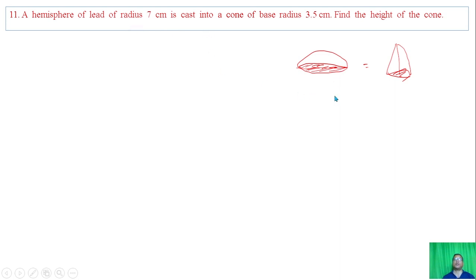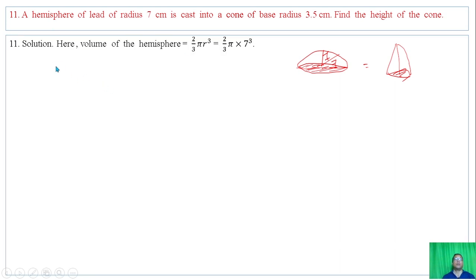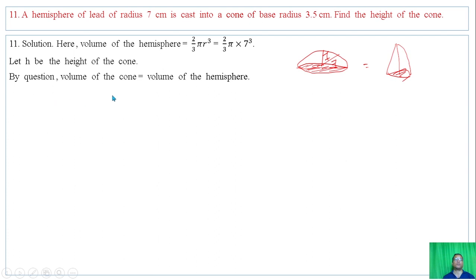The radius of the hemisphere is 7. Here the volume of the hemisphere is 2/3 pi r cube. We have this, and let h be the height of the cone. By equation, volume of the cone is equal to volume of the hemisphere.